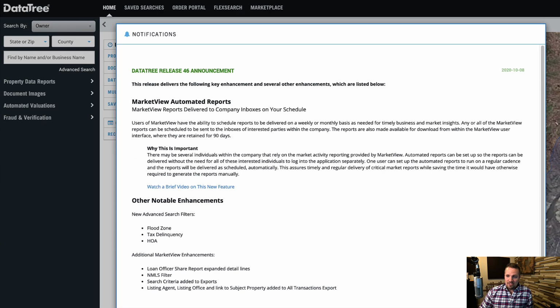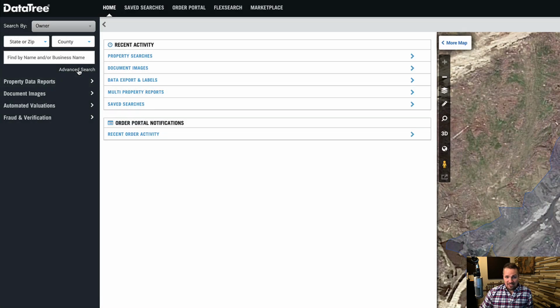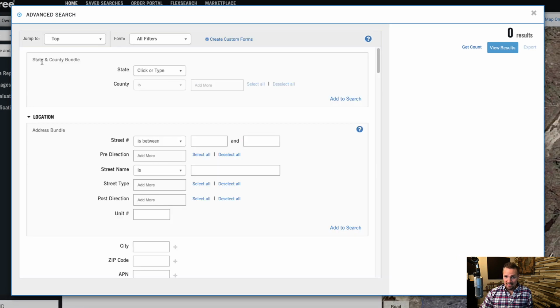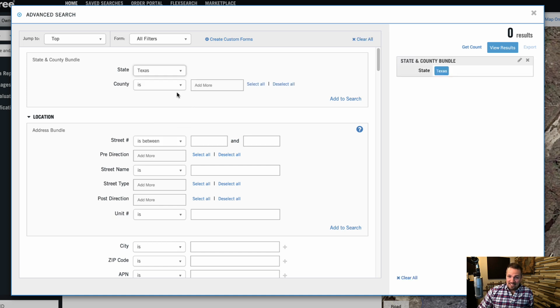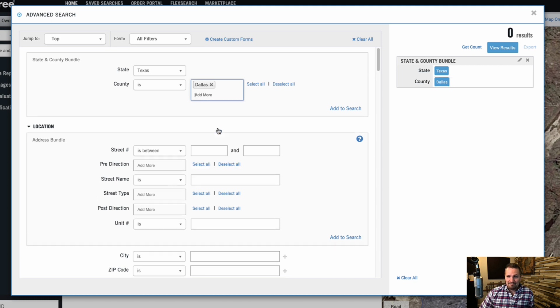So go ahead and close this, and I'll get into the advanced search tool, and we'll start exploring this a little bit more. So let's start by selecting just a random state here, just to test this out. I'm going to select Texas. Which county should I pick here? There we go, Dallas. That's a well-known county.